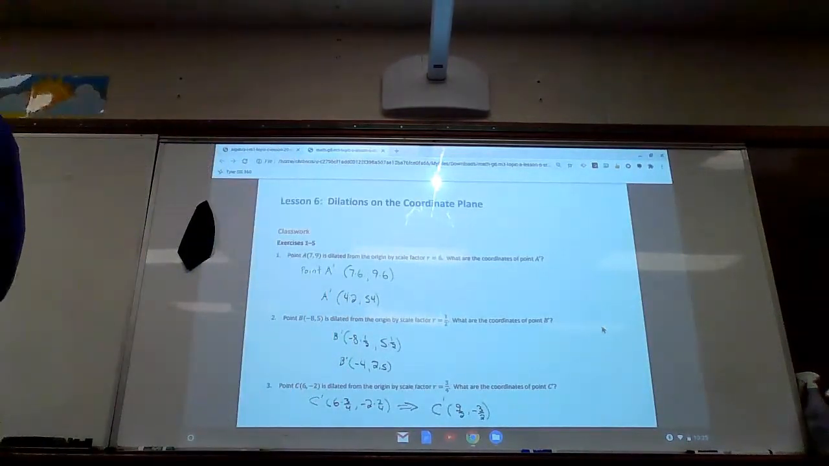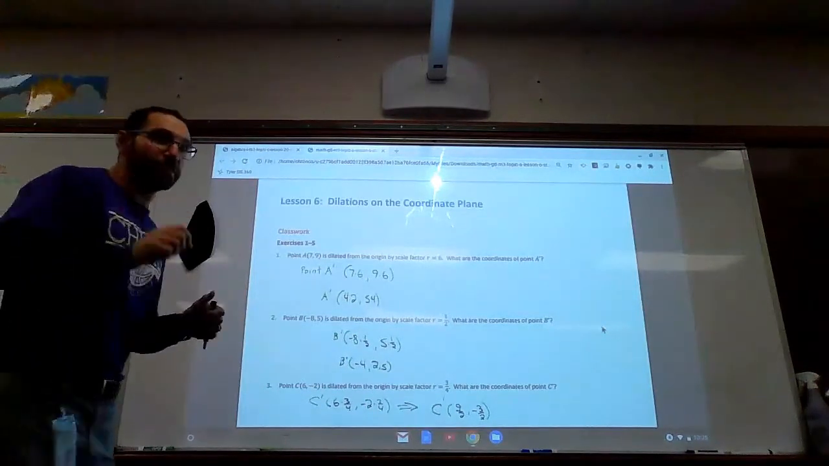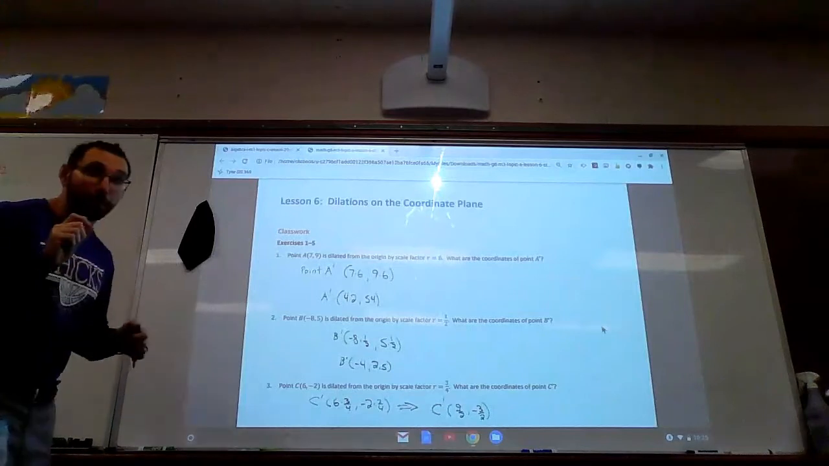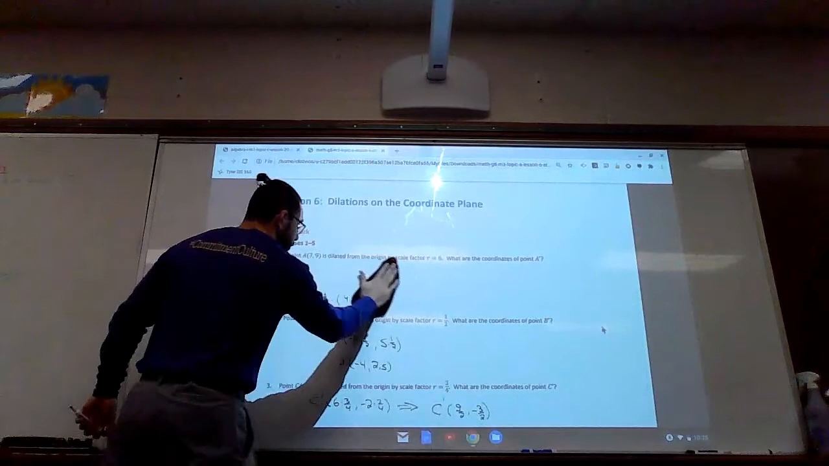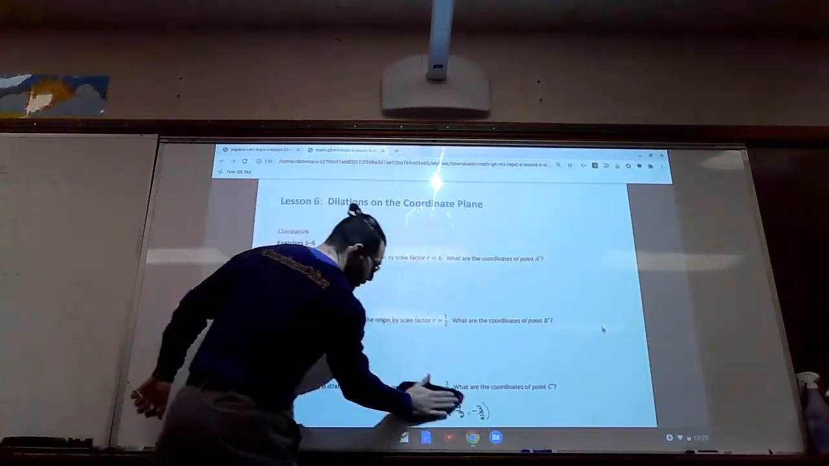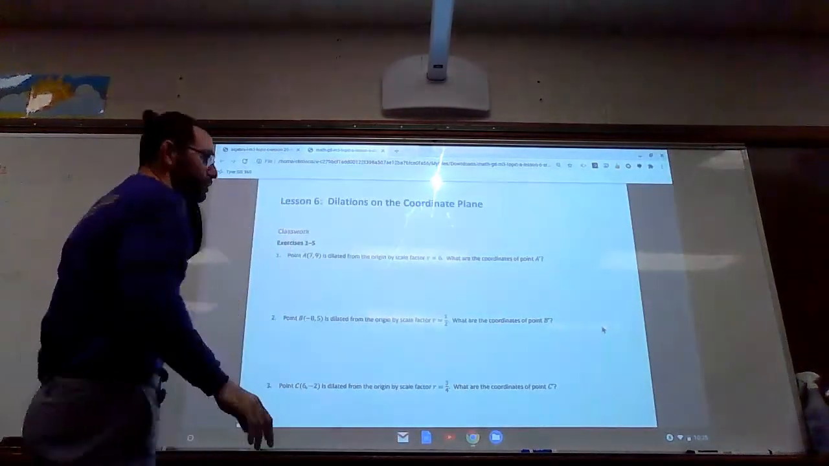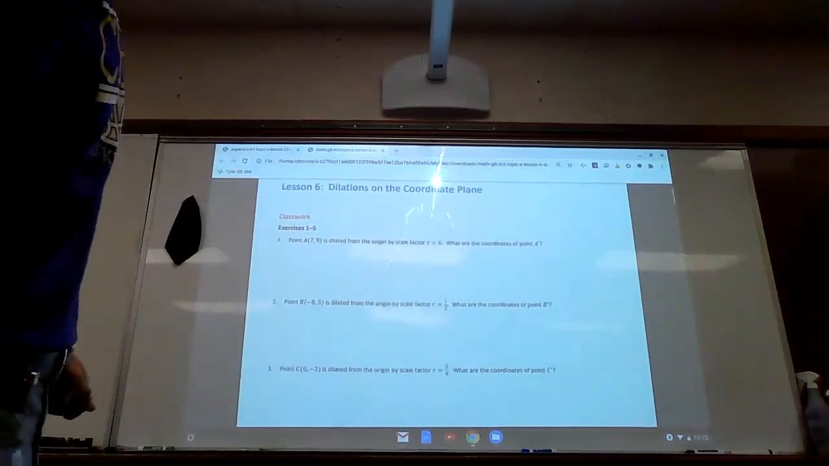Are we often going to get fractions? No, but we will get fractions. The key is multiplying each individual point by the scale factor, whether it's a fraction, whether it's a whole number, no matter what, we are multiplying each individual point by the scale factor.